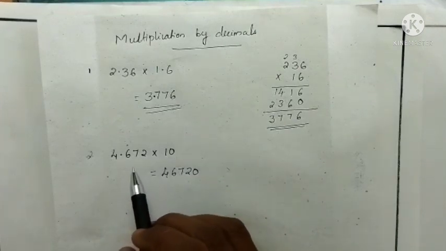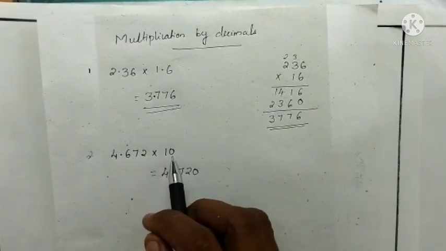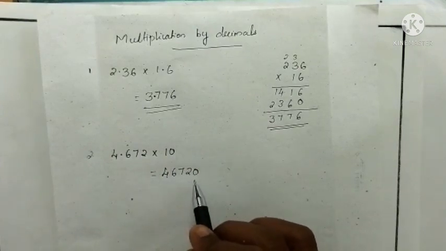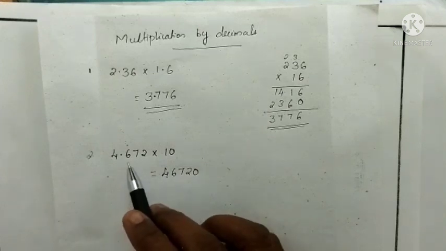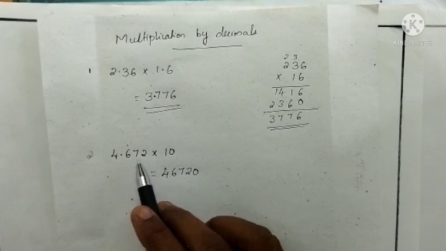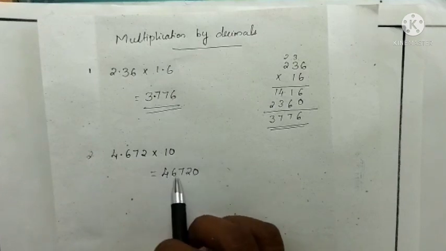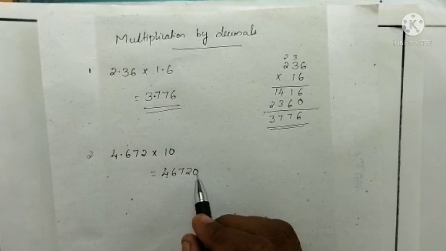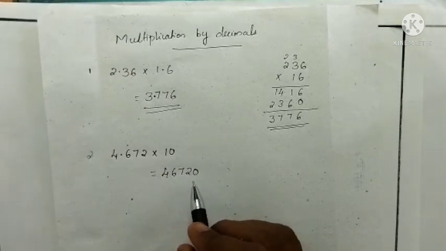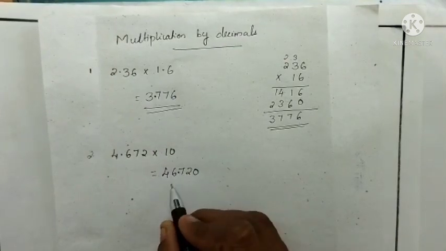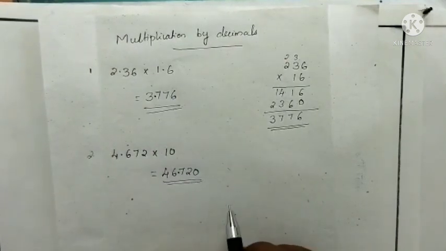So, here multiplying with 10, we find out the product here. After that, count the decimal places. So, here 1, 2, 3. 3 decimal places are there in the first number. In the second number there are no decimal places. So, we put the decimal point from right to left after 3 places. 1, 2, 3. Then put the decimal point. So, this is the answer of these two numbers.